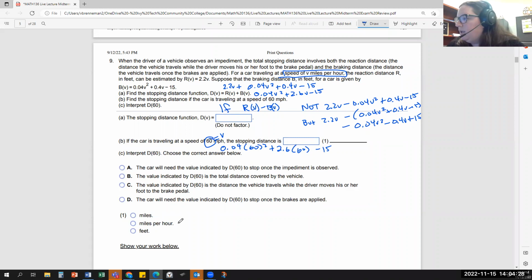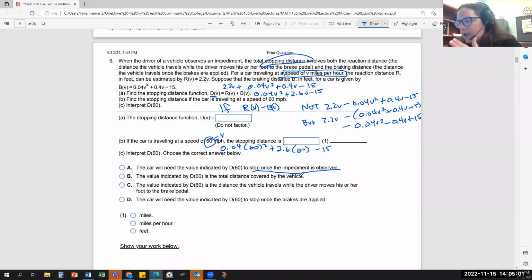And then that value, what is D of V, is giving the stopping distance. So whatever you get out of there is the stopping distance. So that's including for the driver to react and brake. So they'll need that, I think, to stop once the impediment is observed.